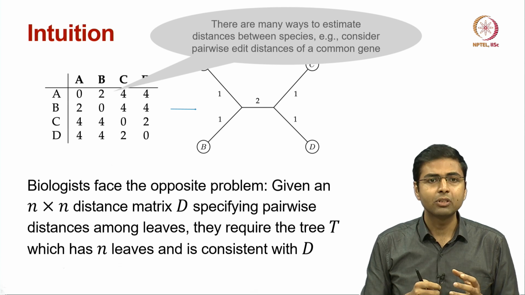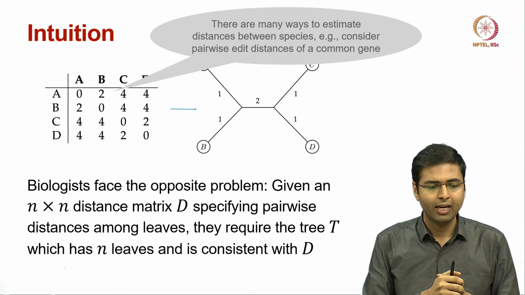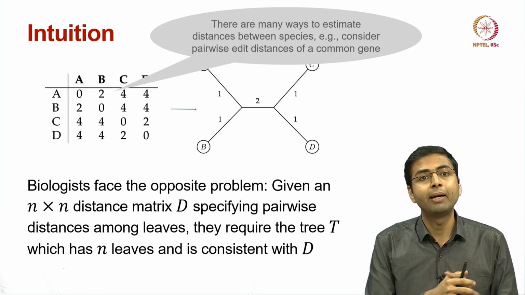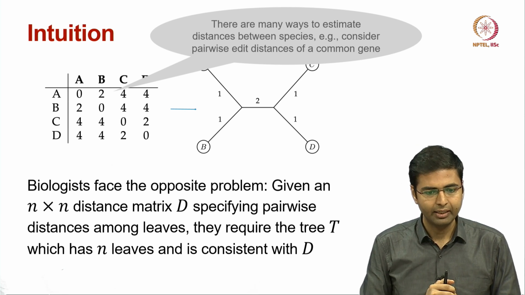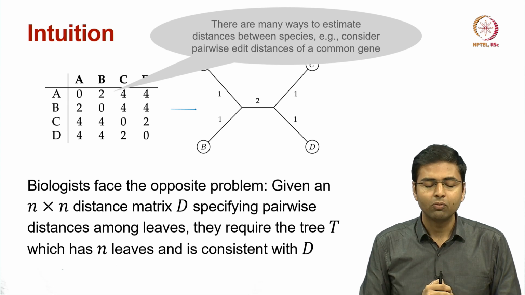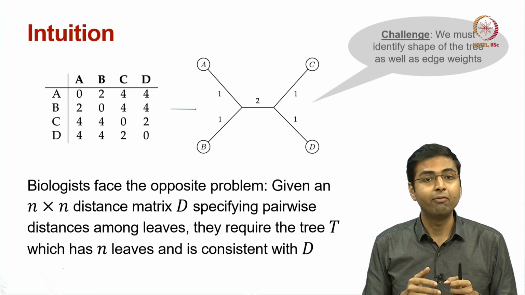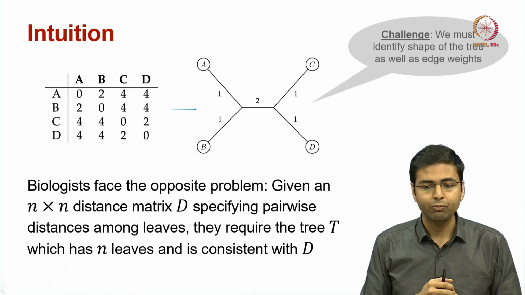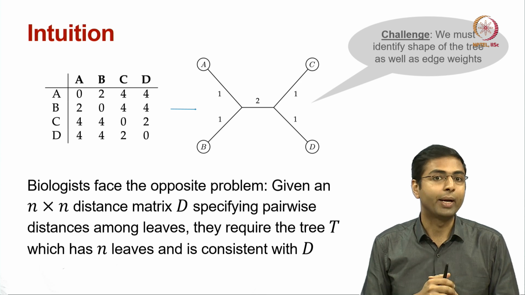And suppose now, using such methods they have a distance matrix, and from that distance matrix they want to infer a tree. Now again I have to remind you that when we are solving this problem, we have to identify the shape of the tree as well as edge weights.